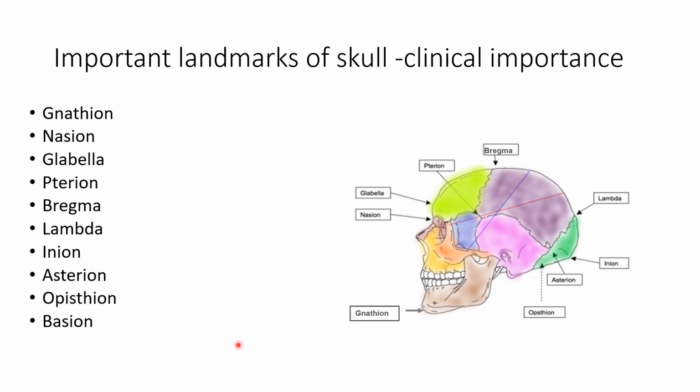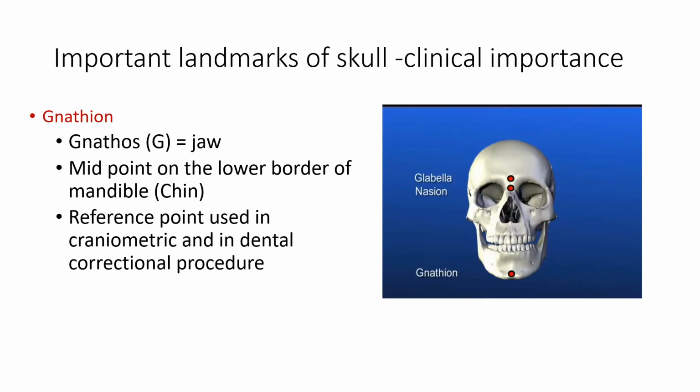Now let us discuss in detail about each of these landmarks. The word gnathion is derived from the Greek, and it is the midpoint on the lower border of the mandible, which you can see, and it is a reference point used in craniometric and dental correctional procedures. So that is the importance of the gnathion.